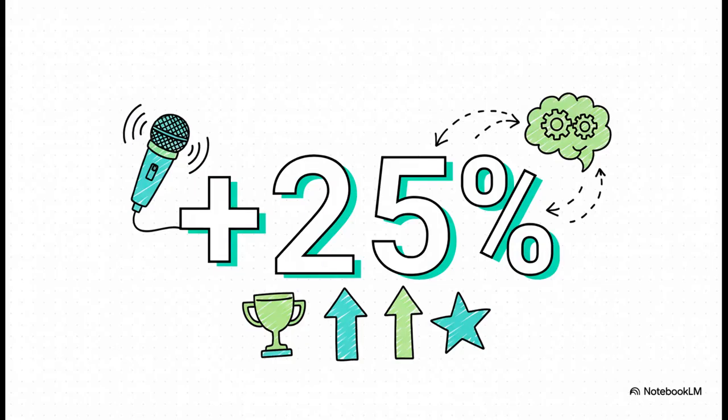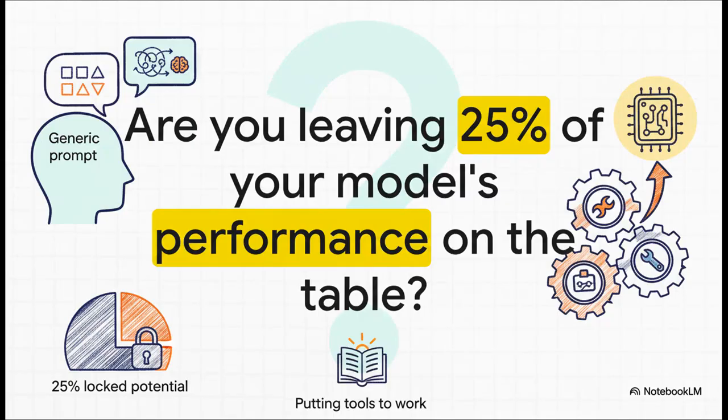And let's not forget why we're doing all this. It all comes back to performance. By speaking the model's native dialect, you are directly tapping into a potential 25% increase in the quality of its responses. That is a massive competitive advantage. And that brings us to the final question you really have to ask yourself. After seeing how these models are different and the clear benefits of speaking their language, are you okay with leaving a quarter of your model's performance on the table by using those generic, one-size-fits-all prompts?